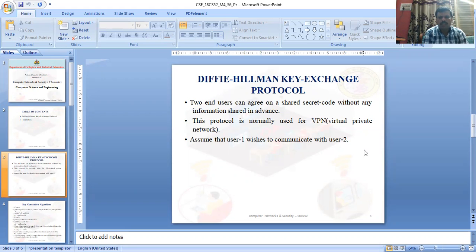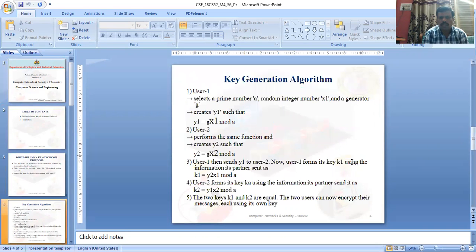Assume that user one wishes to communicate with user two, without sharing any prior information in advance. How do they securely exchange the information? With the help of this Diffie-Hellman key exchange, the key is shared securely. The following algorithm explains it.